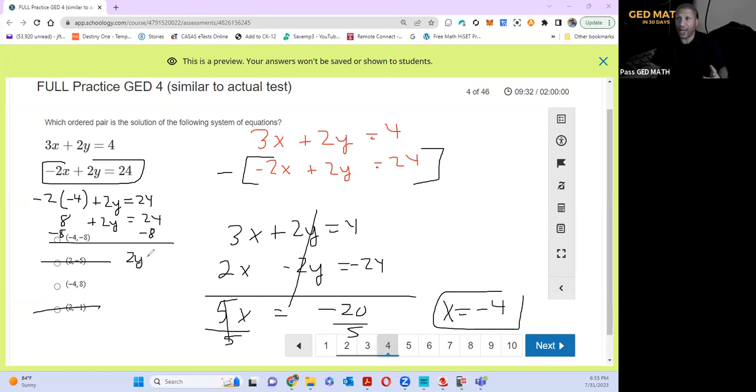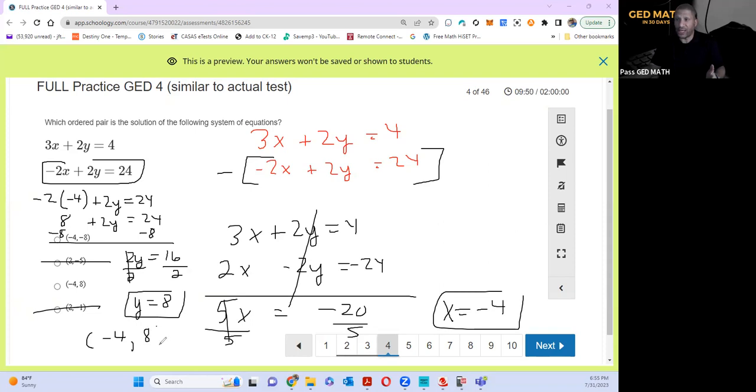I get 2y equals 16. Again, y is still not by itself. Y is being multiplied by 2. The opposite of multiplying is divide. Whatever I do on one side, I do on the other. The 2's cancel. Y equals 8. So my x was negative 4.